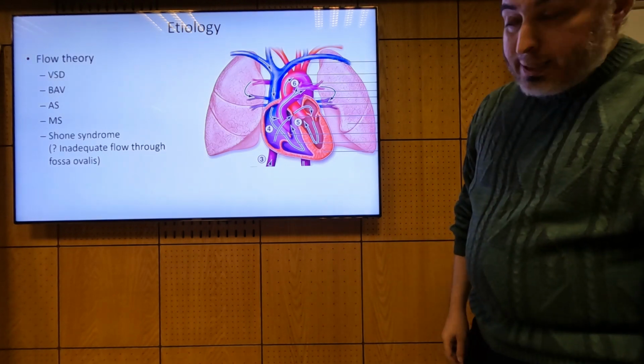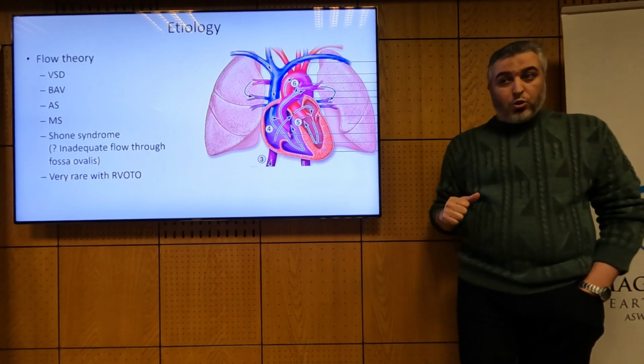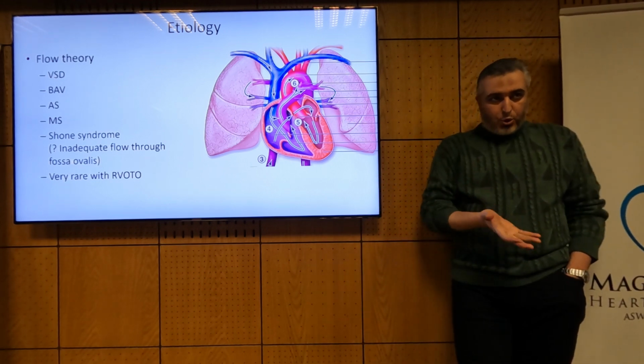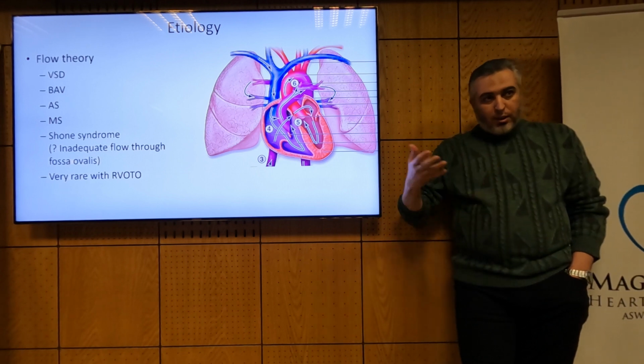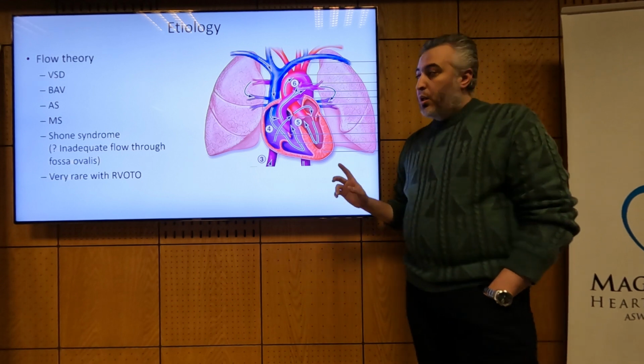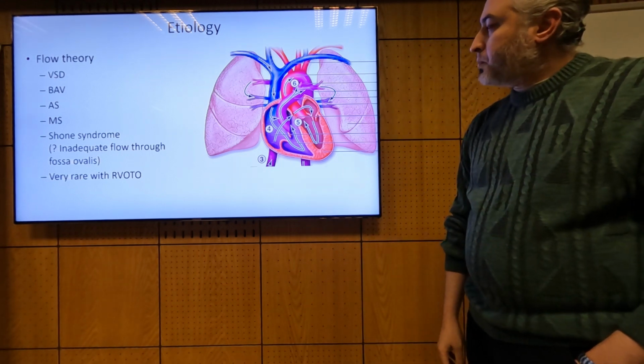On the other hand, it's quite rare for patients with RVOT obstruction, like patients with Fallot, to get aortic coarctation. It is still reported. We have seen patients with Fallot and coarctation, but it's really, really rare. And that's why the flow theory is quite considerable.